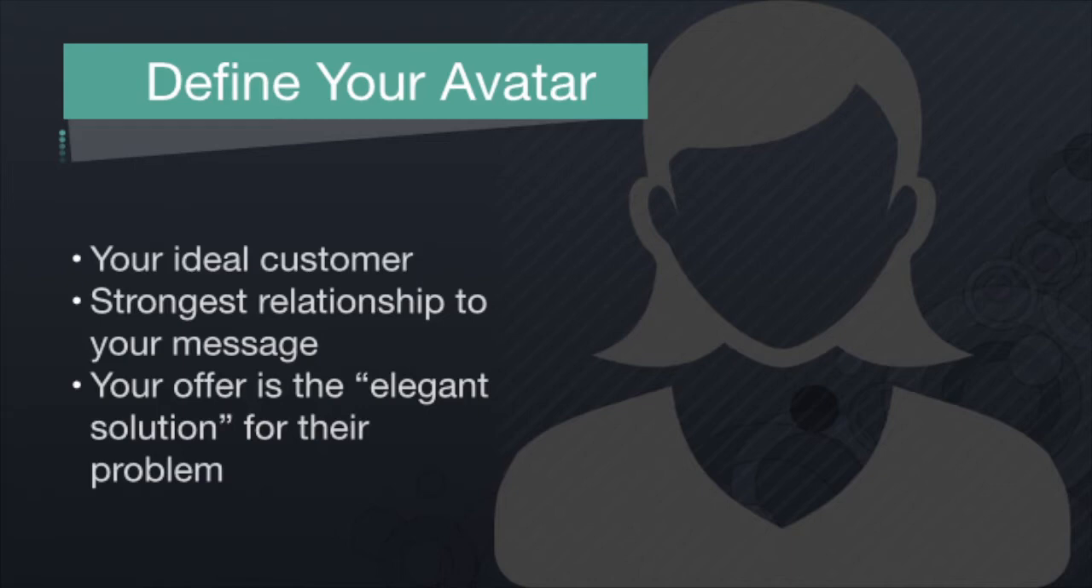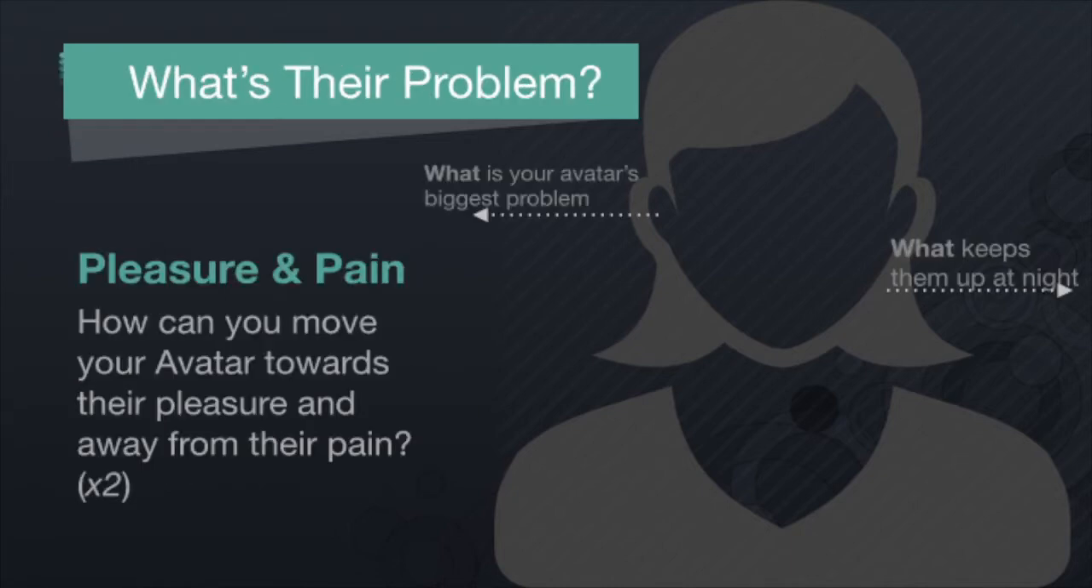So the one thing that you really must get dialed in is what's their problem. Like, what's the kind of stuff that keeps your avatar up at night? And a little clue about this is you may want to start thinking in terms of pleasure and pain. So when you start thinking about how you can move this perfect customer either towards their pleasure or away from their pain, a little clue here, the reason there's a little X2 down at the bottom of this screen is people's motivation to move away from pain is twice as strong as their motivation to move towards pleasure. So just keep that in mind.